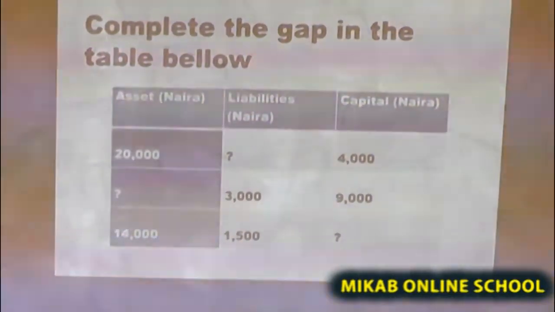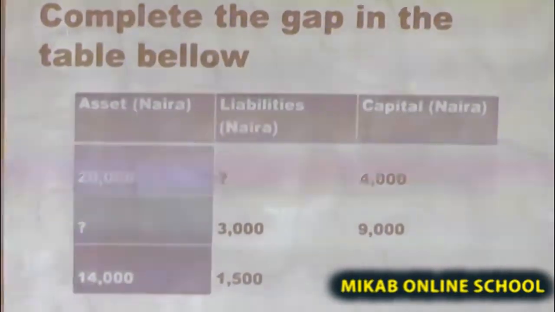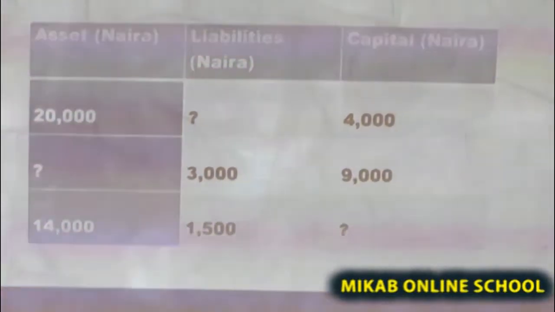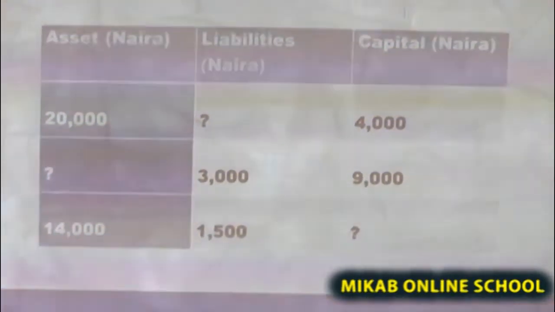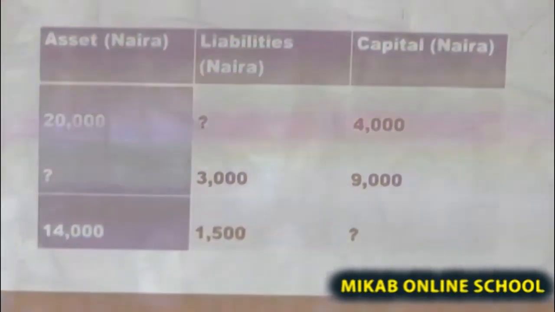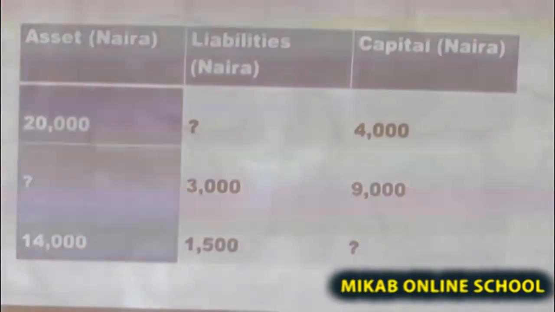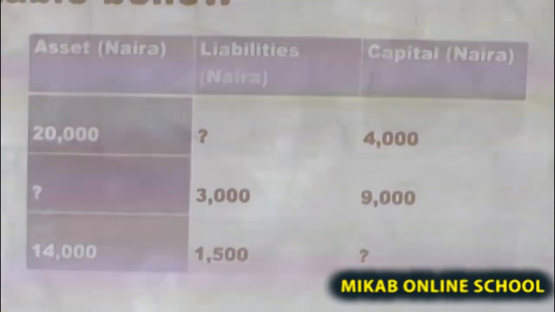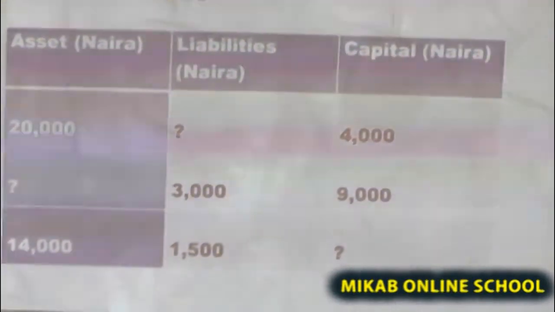Now we see the first, we have assets, we have liabilities, and we have capital. In the first one, assets are given to be 20,000 naira, and the second one, liability, is not given. The third one is the capital, which is given to be 4,000 naira. In this case, we will be looking for liabilities. Now, how do we get our liabilities?